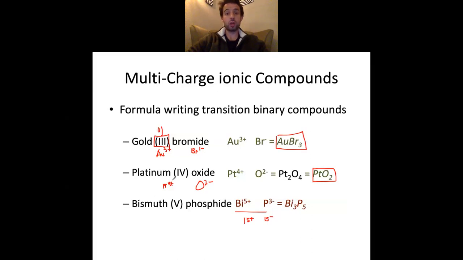Platinum could also be 2 plus, so in this case it would just be PtO, not PtO2. Bismuth could also be 3 plus, so instead of being Bi3P5, it would just be BiP. So again, with these multi-charges, it's very, very important to write down the Roman numerals.